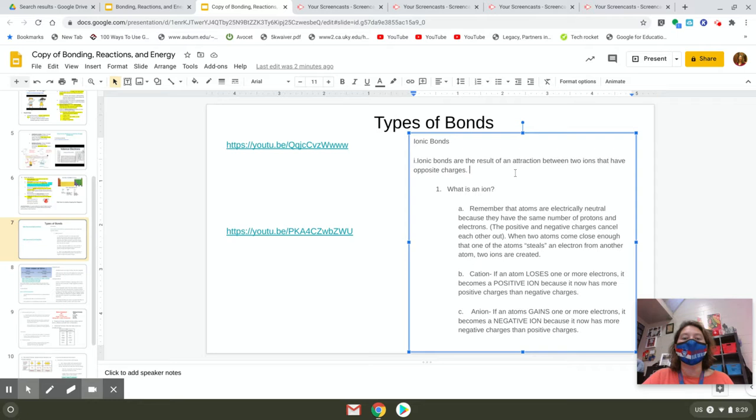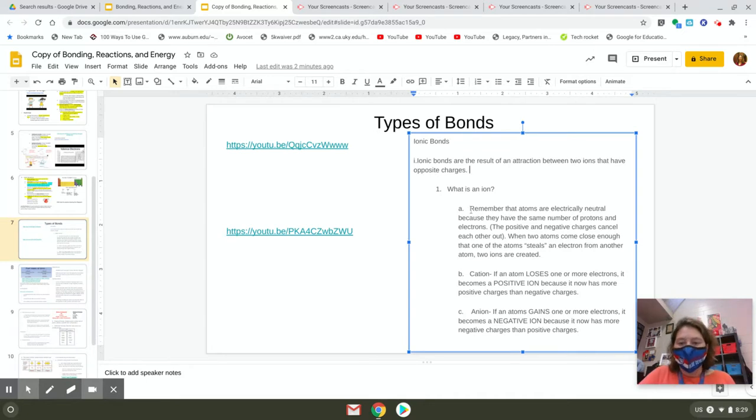All right, we're on the right-hand side, ionic bonds. So there are different types of bonds based on what the electrons do to fill those outer layers in the atoms. Ionic bonds are the result of an attraction between two ions that have opposite charges. So if an atom has a positive charge and another one has a negative charge, opposites attract. That is a true scientific principle. So that positive and that negative attract to each other.